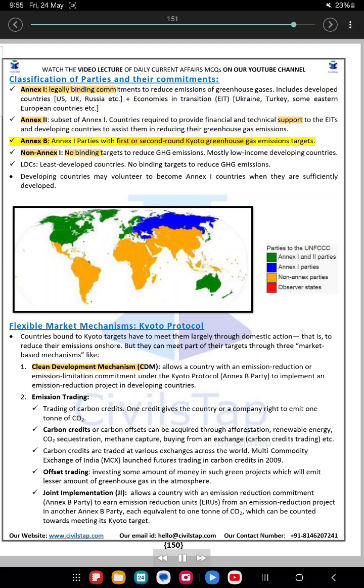Annex B, Annex I parties with first or second round Kyoto greenhouse gas emissions targets. Non-Annex I, no binding targets to reduce GHG emissions. Mostly low-income developing countries. LDCs, least developed countries, have no binding targets to reduce GHG emissions. Developing countries may volunteer to become Annex I countries when they are sufficiently developed.